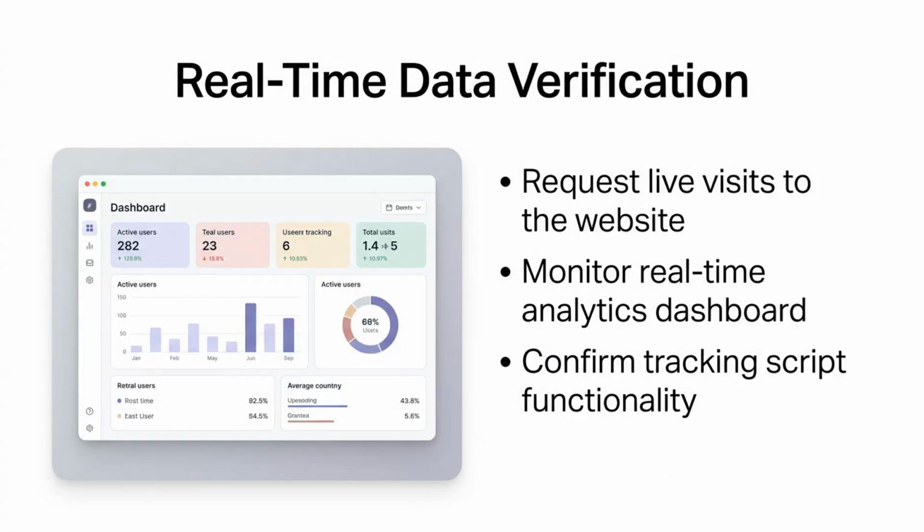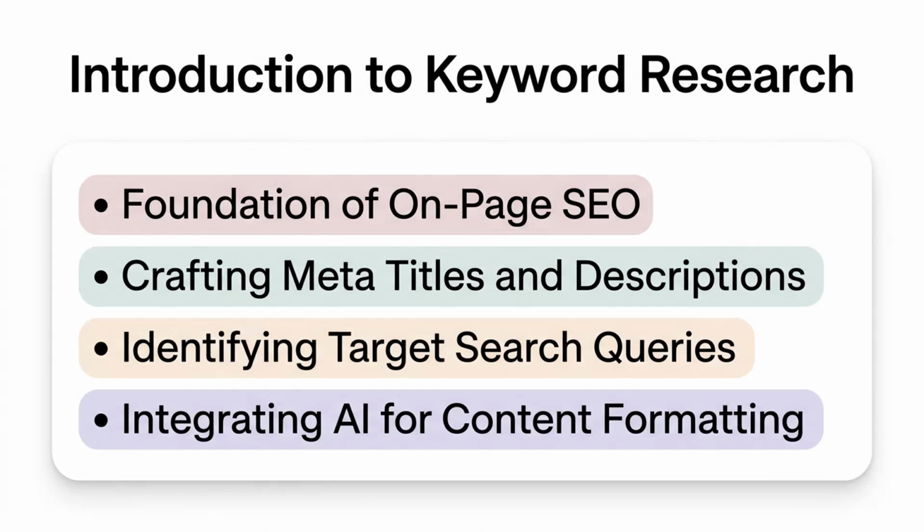To verify that our analytics setup is functioning correctly, we can perform a quick live test. By having a group of people, or even just yourself on different devices, visit the website simultaneously, you can check the real-time reports in Google Analytics. If the active user count updates within a few seconds, you have successfully confirmed that the tracking script is firing properly across your site.